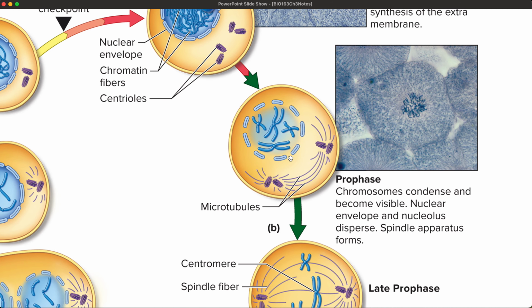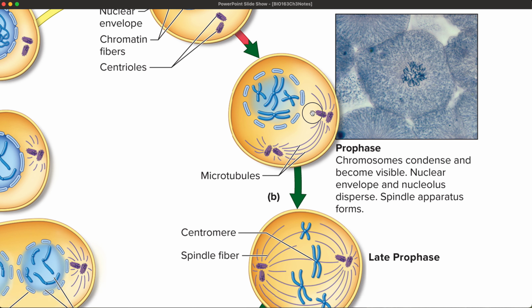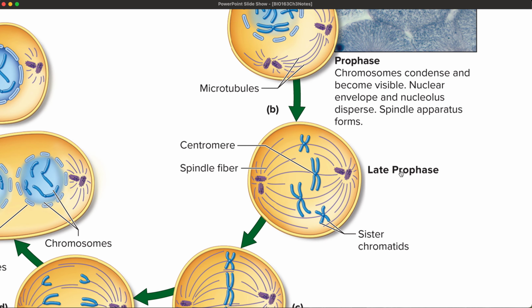So in prophase, you have that condensed material, the nucleolus and the nuclear envelope are starting to go, and the centrioles are starting to migrate, they're not just hanging out together. Then you can have late prophase, where the chromosomes are still not lined up in the middle yet. They're starting to move there, and the spindle fibers are starting to attach to the centromeres. Then you go into metaphase, where the chromosomes are lined up along the midline.